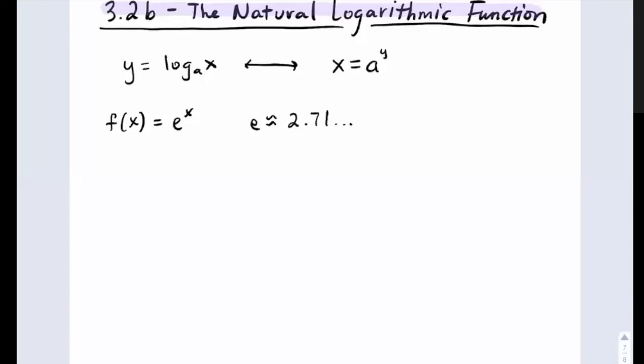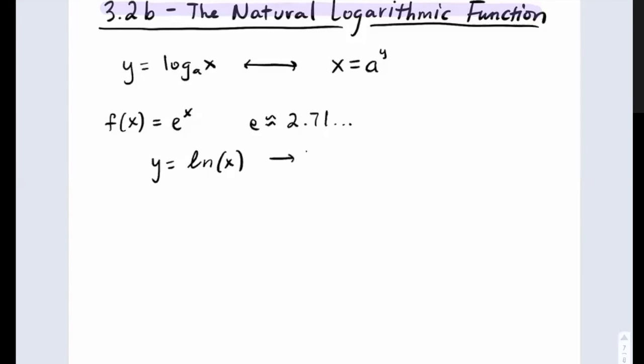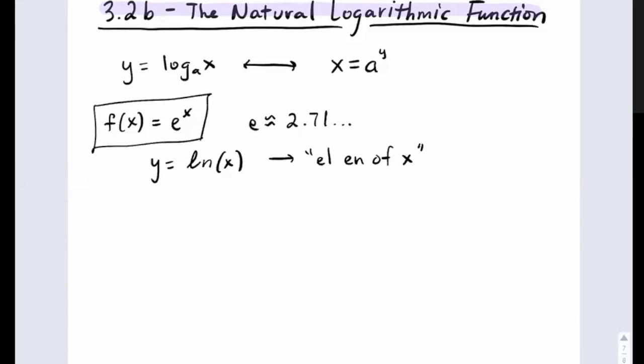e was a specific number that was approximated by this series that we looked at. And the natural log, which is written like this, y is the ln of x, and you can read that as ln of x. The natural log, or ln of x, is the inverse to this function here. ln of x and e to the x are inverse functions.